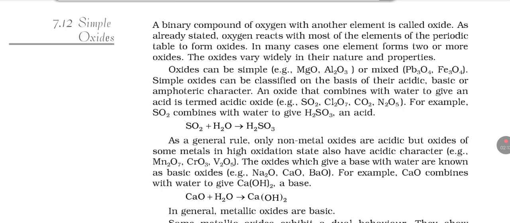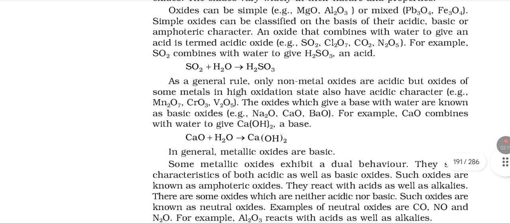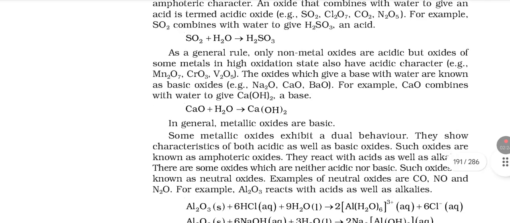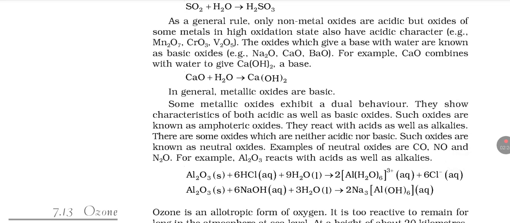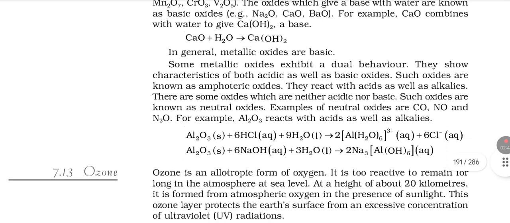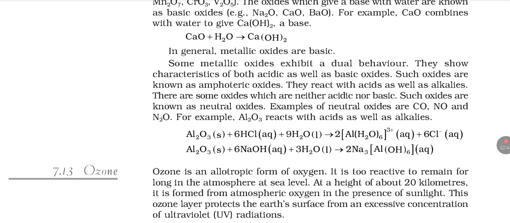An oxide that combines with water to give an acid is termed an acidic oxide. For example, SO2 combines with water to give H2SO3, an acid. As a general rule, only non-metal oxides are acidic, but oxides of some metals in high oxidation state also have acidic character. The oxides which give a base with water are known as basic oxides. In general, metallic oxides are basic.